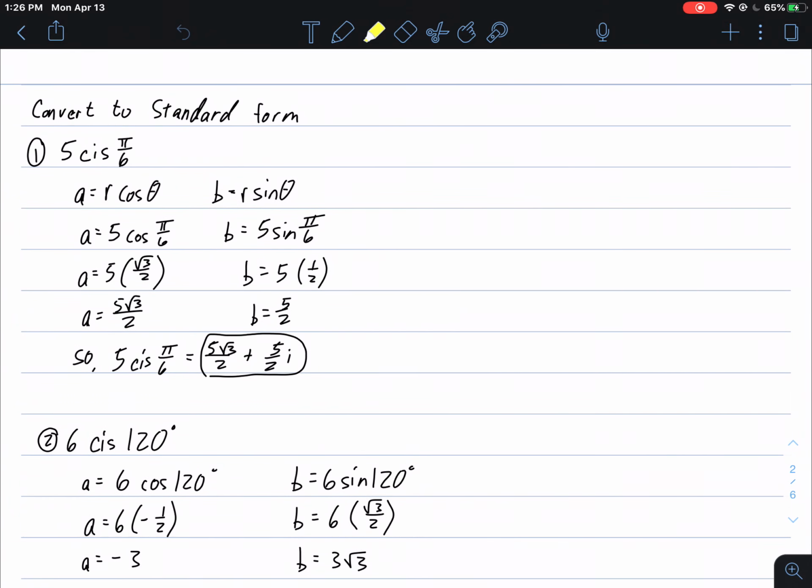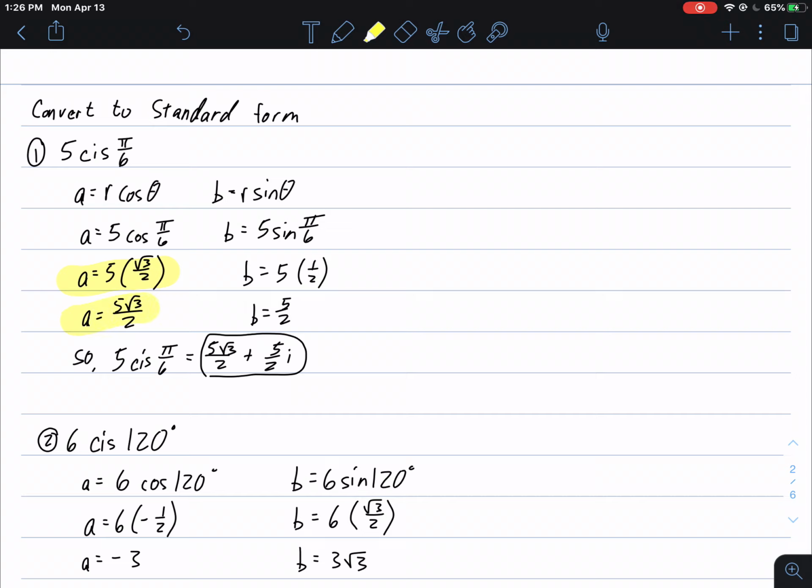All right. So there's our 5 cis pi over 6, converting to standard form. Pretty straightforward. A equals R cosine theta, so A equals 5 times cosine of pi over 6. Cosine of pi over 6 is square root of 3 over 2. There shouldn't be any issues there with signs, because pi over 6 is in quadrant 1. Sine and cosine are both positive. So I've got 5 times the square root of 3 over 2, or 5 square roots of 3 over 2.